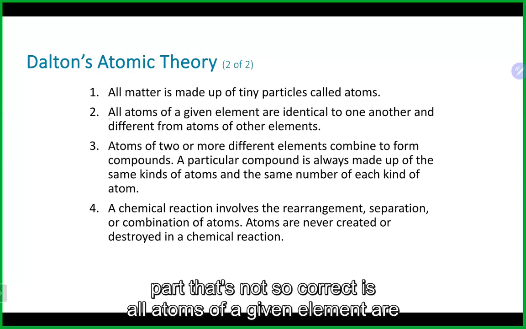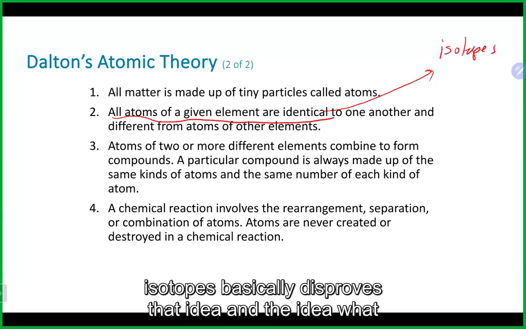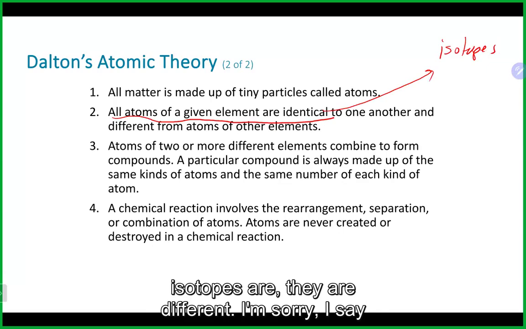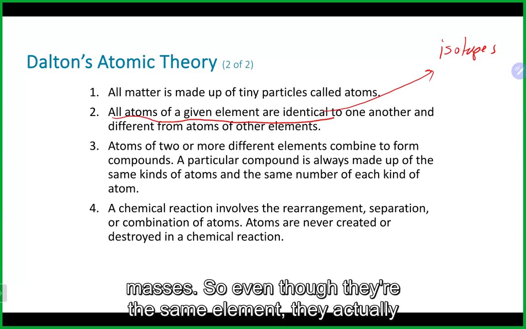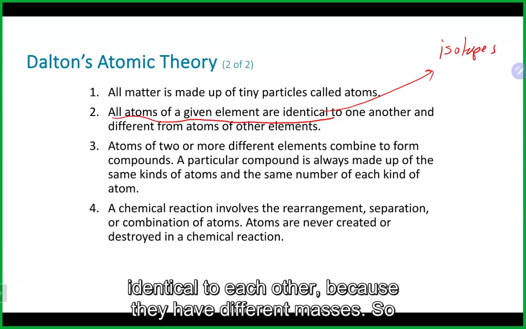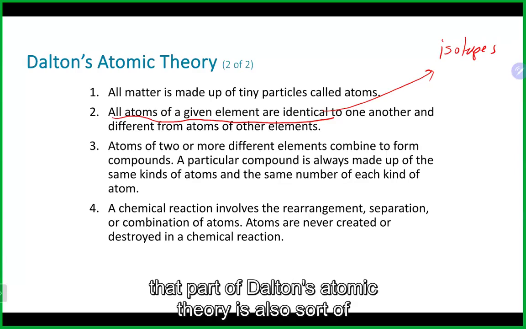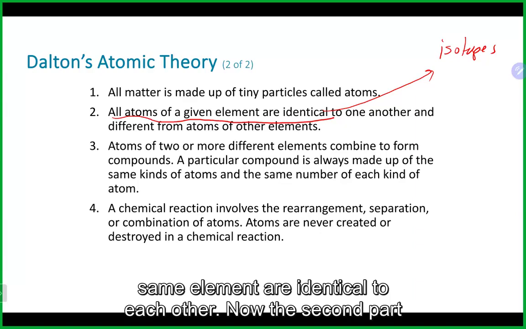The part that's not so correct is that all atoms of a given element are identical to each other. The existence of what are known as isotopes basically disproves that idea. Isotopes are the same element, but they have different masses. So even though they're the same element, they have different masses, which means they clearly cannot be identical to each other. So that part of Dalton's atomic theory is also sort of incorrect, the idea that every atom of the same element is identical to each other.